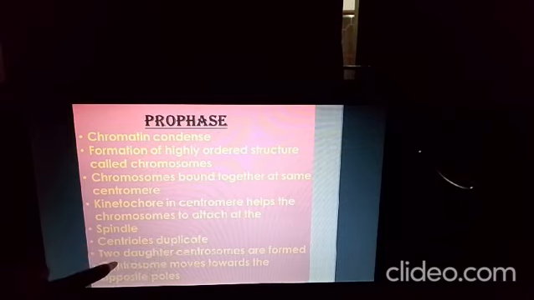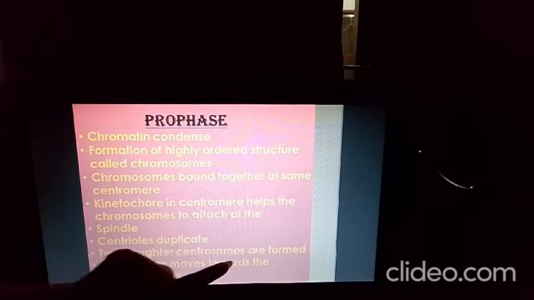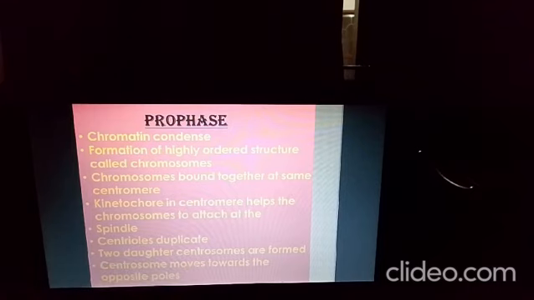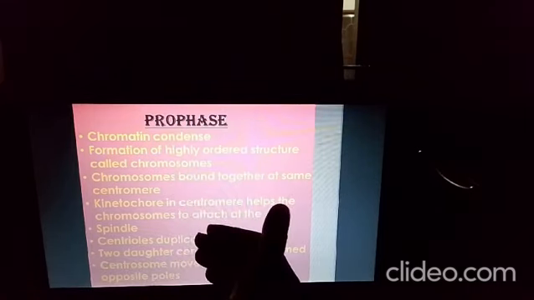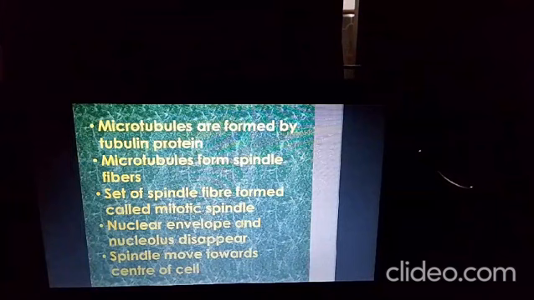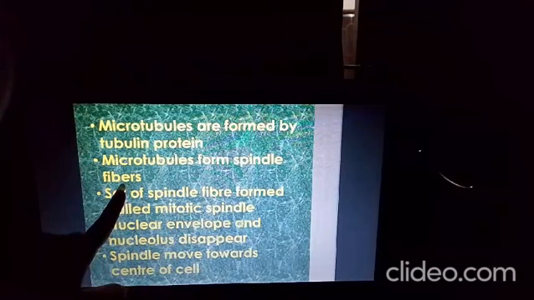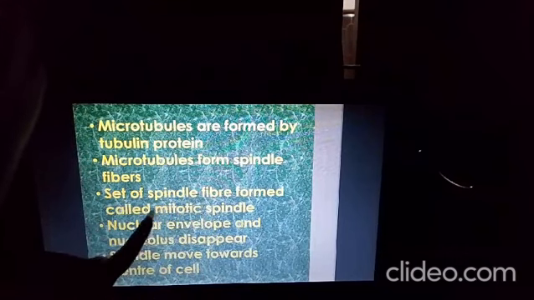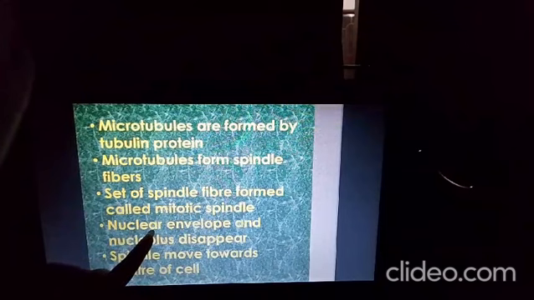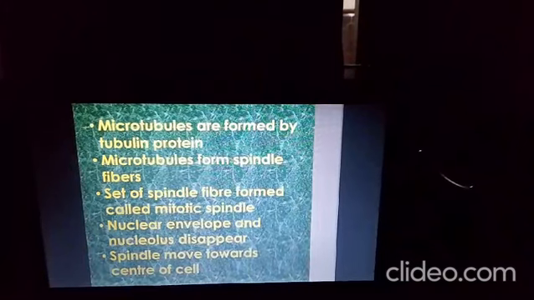Centrioles duplicate. Two daughter centrosomes are formed. Centrosomes move towards the opposite poles. These are the sequence of events which occur step by step in the prophase phase. Then microtubules are formed by tubulin protein. Microtubules form spindle fibers. The set of spindle fibers formed is known as the mitotic spindle. Nuclear envelope and nucleus disappear and then the spindle moves towards the center of the cell.